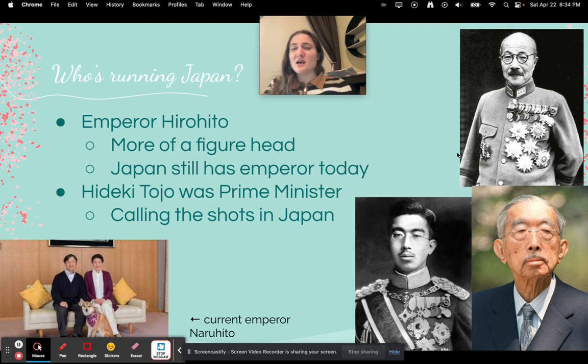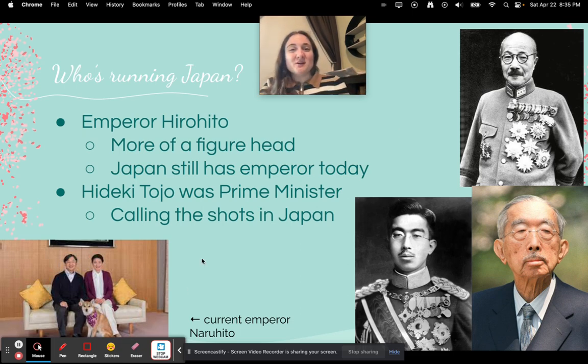All right, so through all of this, who is running Japan during World War II? That would be Emperor Hirohito, although he's really not the guy calling the shots. So here's Emperor Hirohito here. Here's a slightly more modern picture of him. I think this is in the 90s, early 2000s, don't quote me on that. So Japan still has an emperor today, by the way. They still have that system. Here's the current emperor right here.